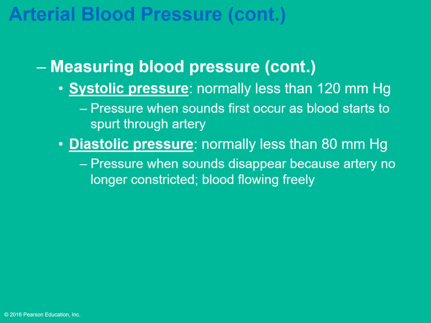Basically, the first sound is going to be the systolic pressure. You need to look at your gauge to see what number it's at. That is when the blood starts to go through the artery, because with the blood pressure cuff, you've essentially stopped the blood flow through. And so that first sound is when the blood starts to spurt through the artery. And then the diastolic pressure, which is your second number, that's going to be the last sound you hear before all the sounds disappear. Why is there no more sound? Because now the artery is no longer constricted and the blood's flowing freely through it.